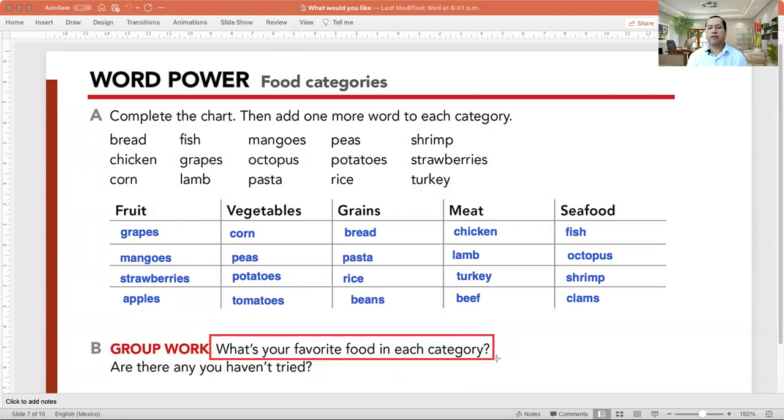So the question we have down this is, what's your favorite food in each category, right? In each category. Let's look at the first category. What's your favorite food in this category? Is it grapes?